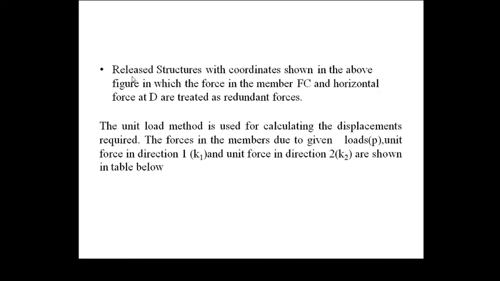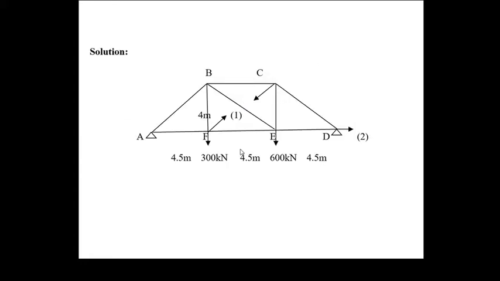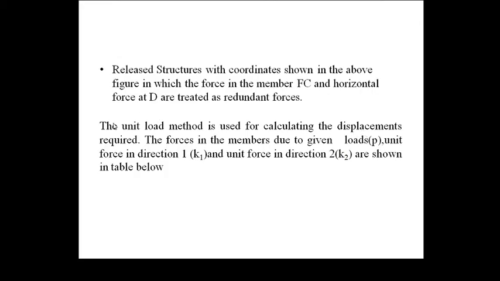Then you see the released structure with coordinates shown in the above figure, in which the force in the member FC and the horizontal force at D are treated as redundant forces. We already discussed this: CF and also HD we consider as redundants. The unit load method is used for calculating the displacements required.